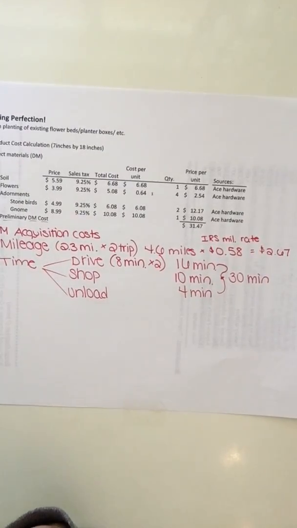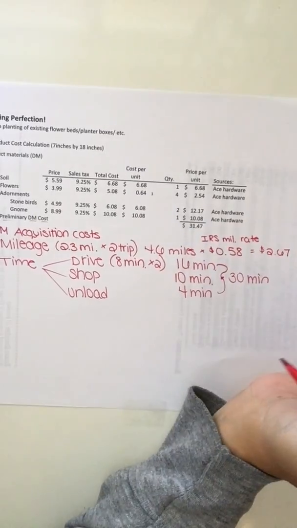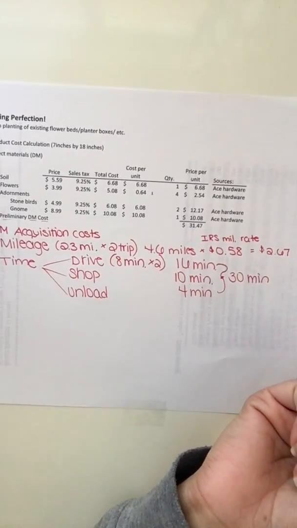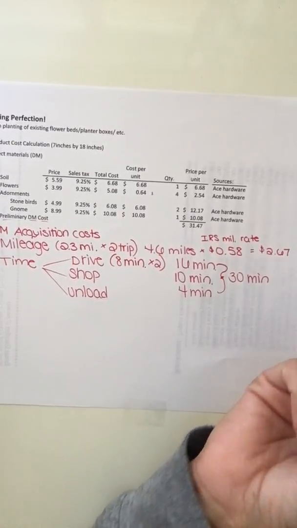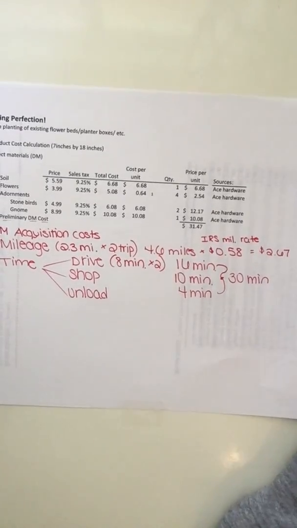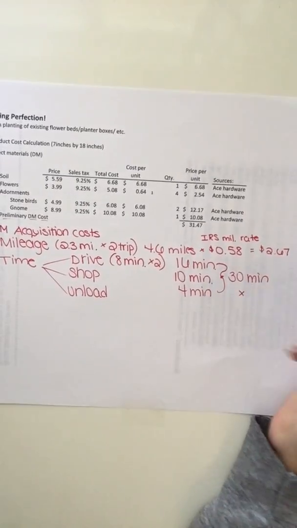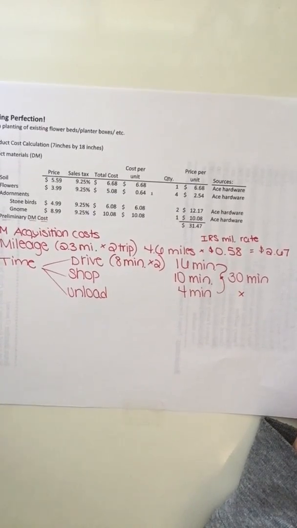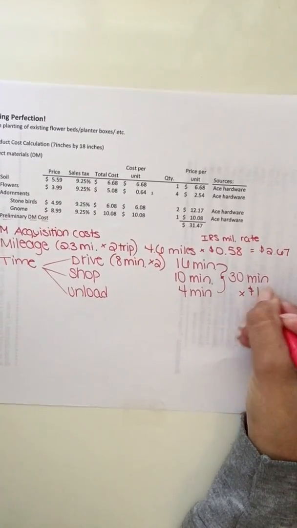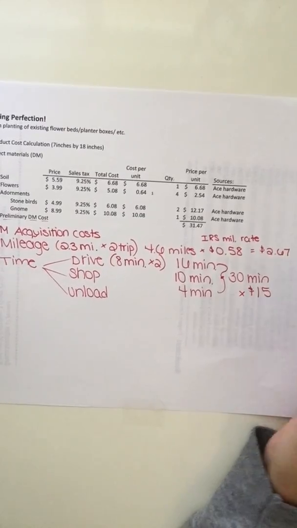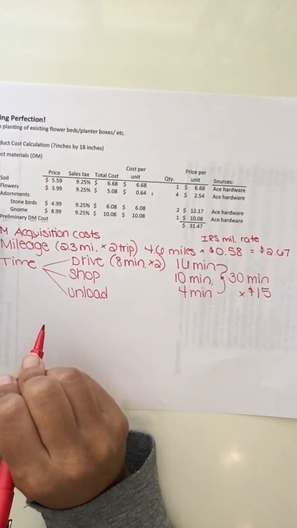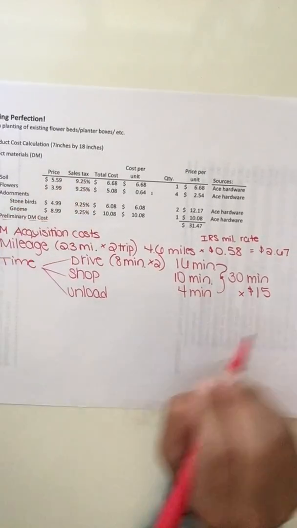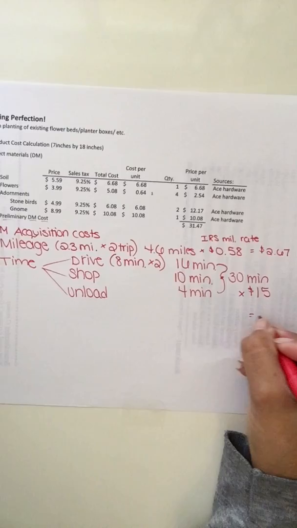So 30 minutes times what to get a cost? Times your cost of labor. So if you have another job, maybe you work at the school student office or something, whatever your rate is. If you don't have a job right now or you're not sure, go ahead and use the minimum wage rate for Santa Clara County, which is $15 an hour. So that means my labor time to get all of my materials, again, this is for one planter box, was $7.50.